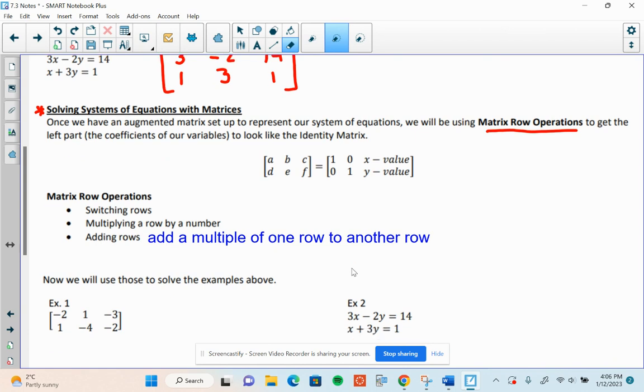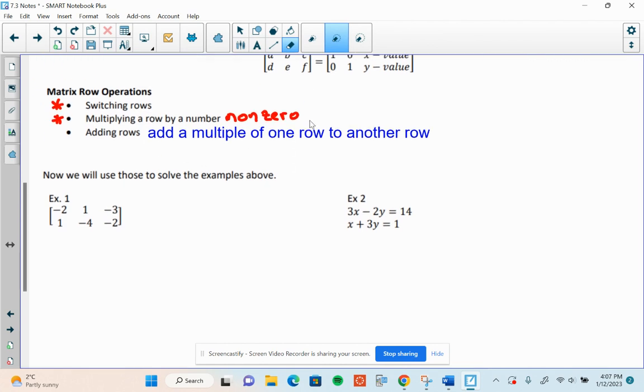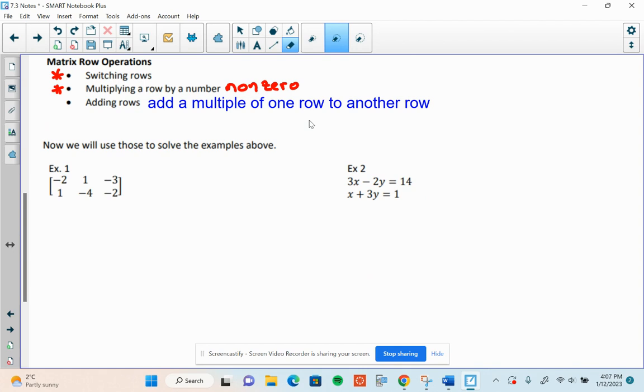So we need to understand what the row operations are. What are we allowed to do? There are 3 things that we're allowed to do. We're allowed to switch rows. We're allowed to multiply a row by a number, but it has to be a non-zero number. Don't multiply by 0. That doesn't work out well. So multiply by a non-zero number, or we're allowed to add rows, or better yet, add a multiple of one row to another row. We can add a multiple of one row to another row. And then we're going to show you how this process works. So we're going to solve the examples from up above, the two examples that we have.